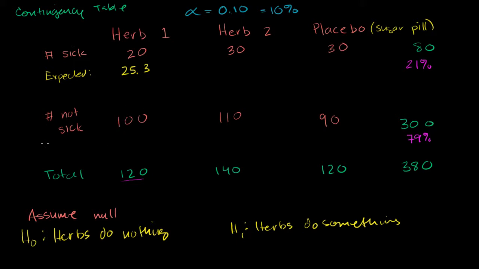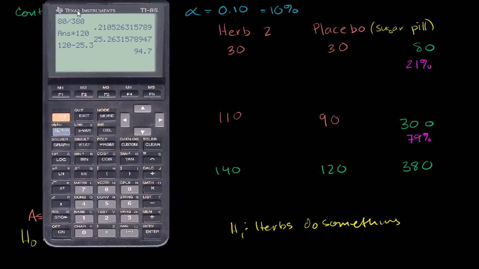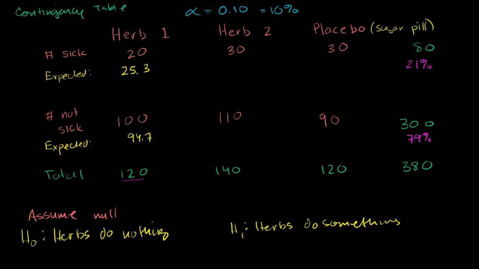So this is expected again. 94.7 to not get sick. And now let's do that for each of these groups. So once again, group 2, you would have expected 21% to get sick. 21% of the total people in that group, so that's 140. So that's 29.4. And then the remainder, 140 minus 29.4, should not have gotten sick. So that gets us this right here.